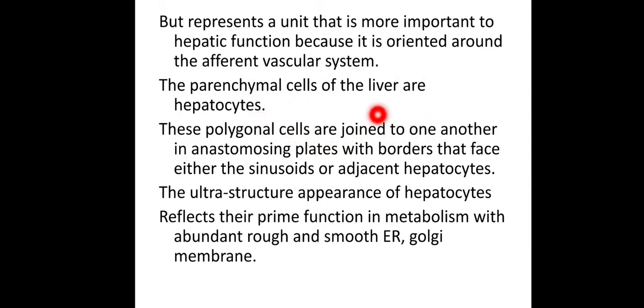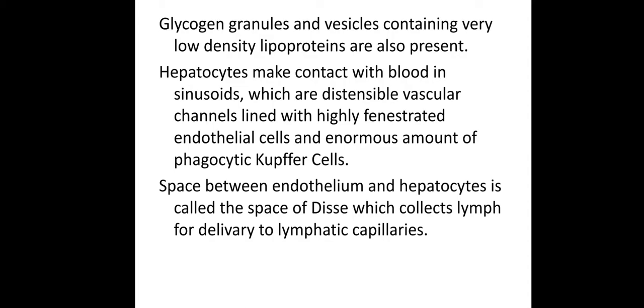These polygonal cells are joined to one another in anastomosing plates with borders that face either the sinusoids or adjacent hepatocytes. The ultrastructural appearance of a hepatocyte looks like this. It reflects their prime function in metabolism, with abundant rough endoplasmic reticulum and smooth endoplasmic reticulum plus Golgi complex. So the hepatocytes have a maximum amount of rough and smooth ER, and Golgi membranes are distinct. That is a prime function in the process of metabolism and can be easily identified. Then there are the glycogen granules and vesicles which contain very low density lipoproteins.